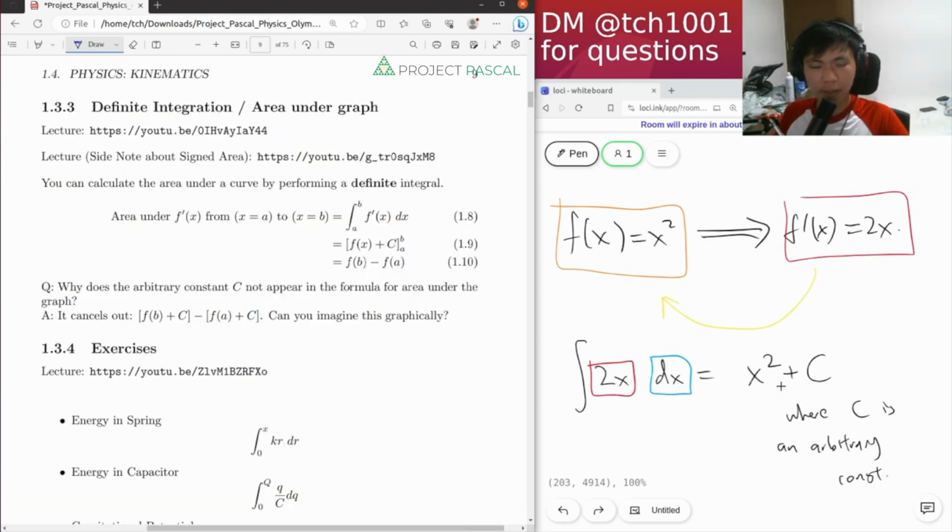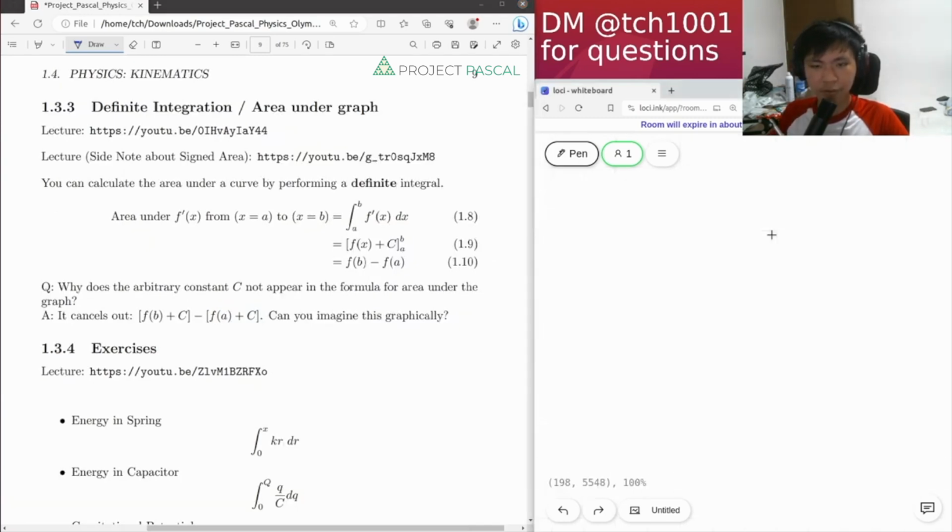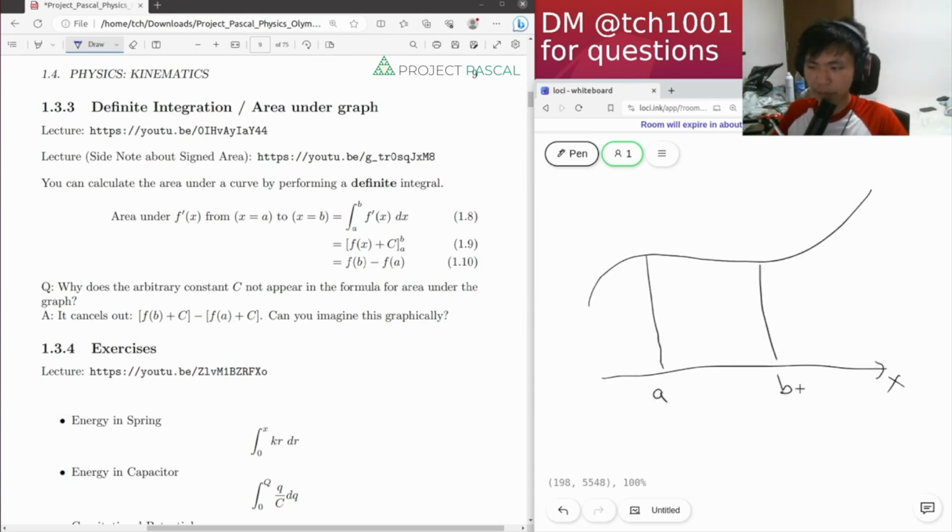Now, what is integration useful for? Integration is useful for finding the area under a graph. So for example, if I give you some function over here, and this is the x-axis, and I tell you to calculate the area under the graph from this point A to this point B, you can calculate the area by performing an integral.